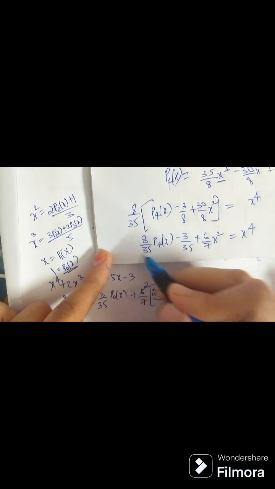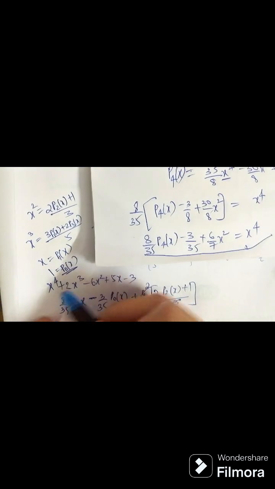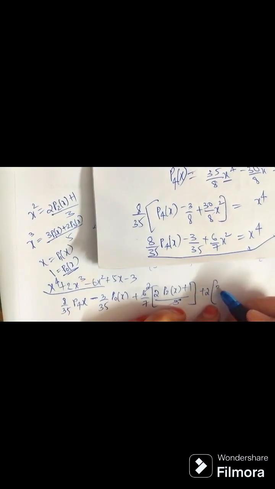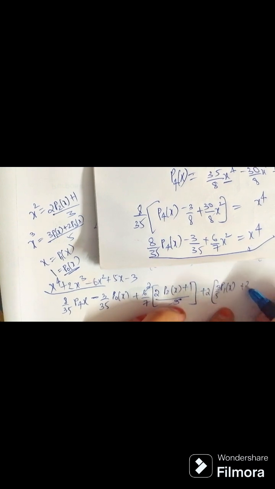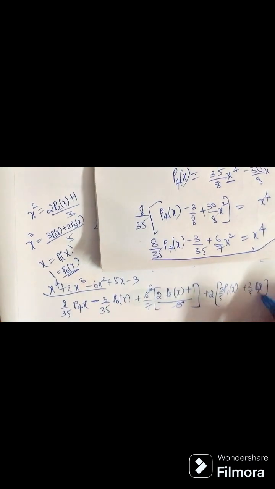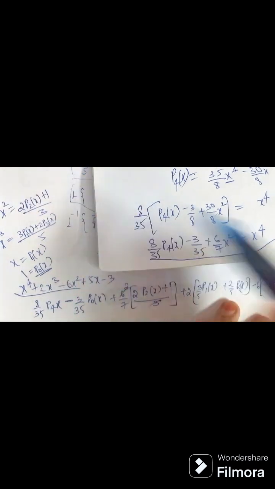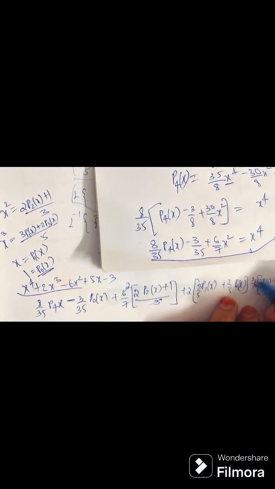Next, this is done. So we expressed x power 4. Next, what is there? This 2x cube. So x cube, where is my x cube? This. So I'll write 3 by 5 P1 of x plus 2 by 5 P3 of x. Okay, so this is also done. Next, minus 6x square. What is my x square? This. So let me write 2P2 of x plus 1 by 3. Okay. Finally, we have 5x, which means 5P1 of x, and minus 3 means minus 3 P0 of x.